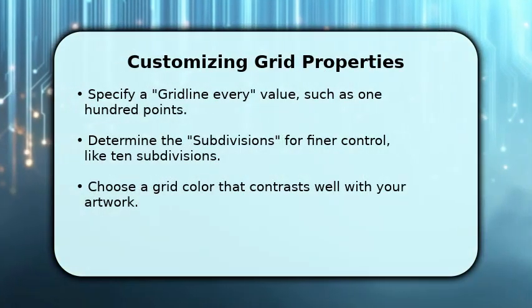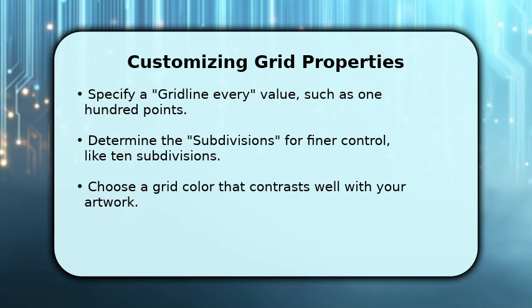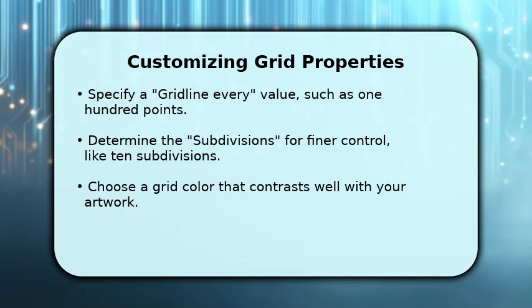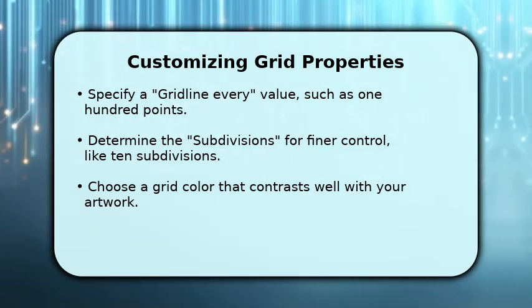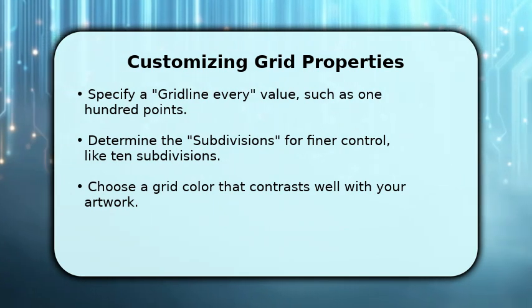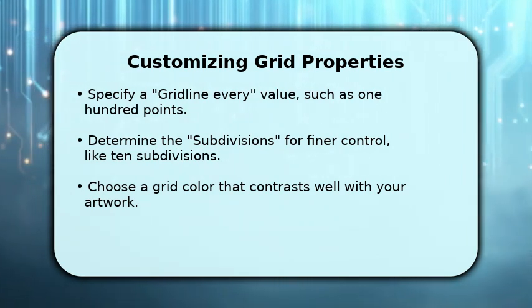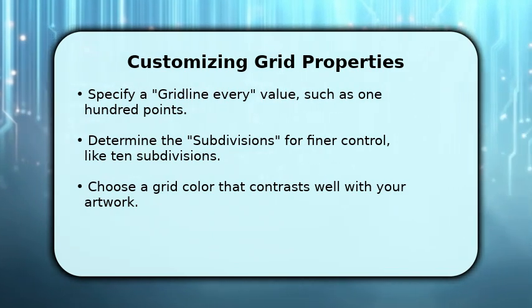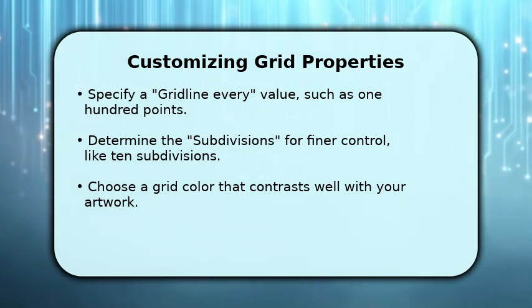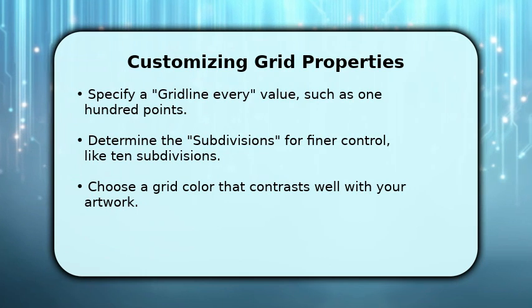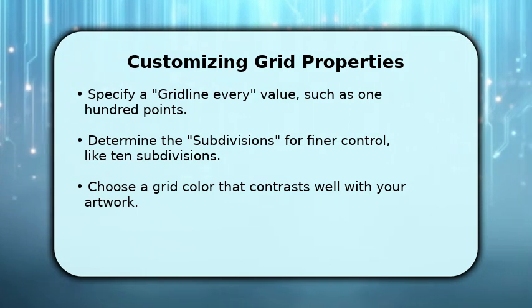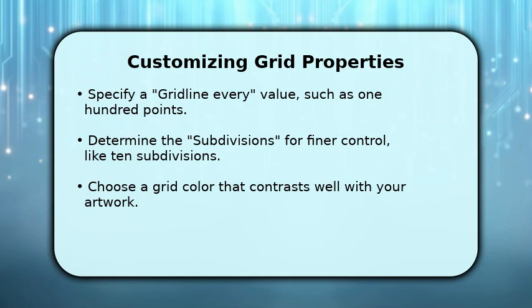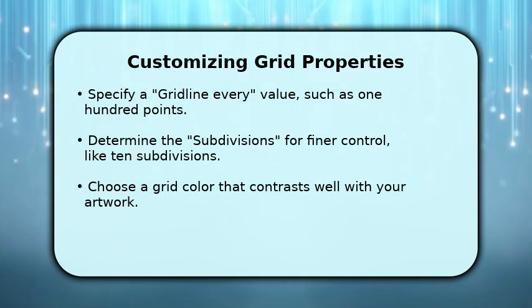Now, let's dive into customizing your grid. In the Guides and Grid preferences, set grid line every to a value like 100 points. Then, define subdivisions to 10 for more detailed control. You can also select a grid color that stands out against your design. Remember to enable Snap to Grid from the View menu. This feature will automatically align your shapes and paths to the grid lines, ensuring perfect precision.